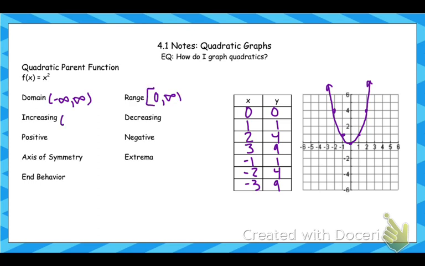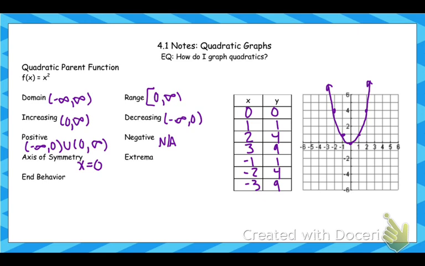This graph is increasing from 0 to infinity, and it's decreasing from negative infinity to 0. It's positive everywhere but one place. It is not positive at 0 because when x is 0, y is 0, and 0 is not actually a positive number. This graph is not negative anywhere. You probably remember from Algebra 1 that this graph has an axis of symmetry. So if you were to draw that dotted line right there, that graph is the same on both sides of that dotted line. So on the parent function, that axis of symmetry is x equals 0.